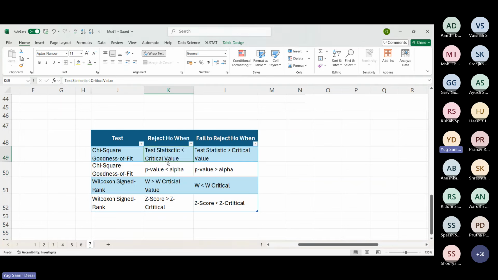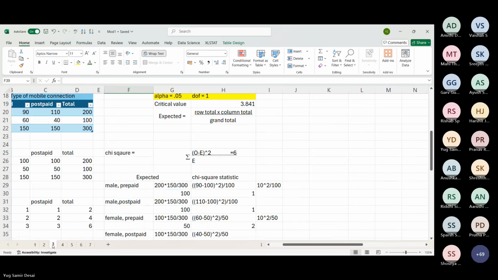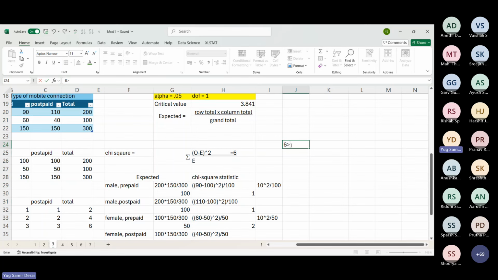If our test statistic is less than the critical value, we reject the null hypothesis. Otherwise, we fail to reject the null hypothesis. So here, a test statistic of 6 is greater than our critical value of 3.841.